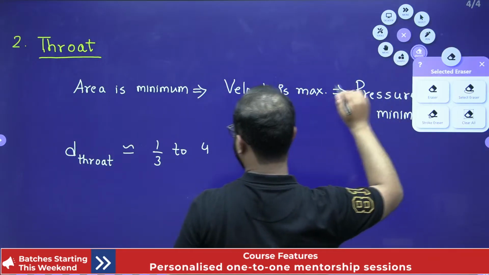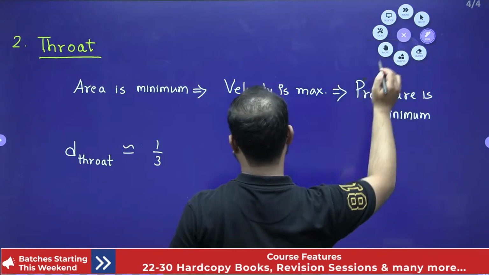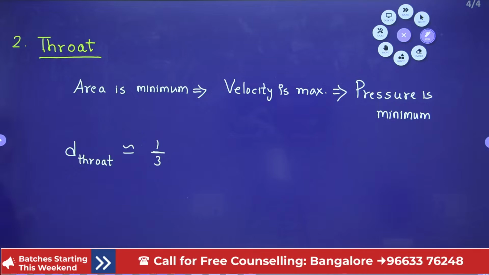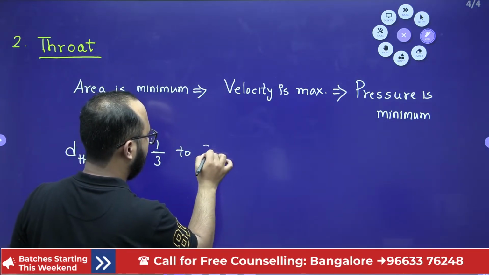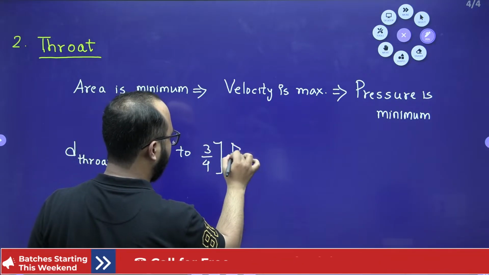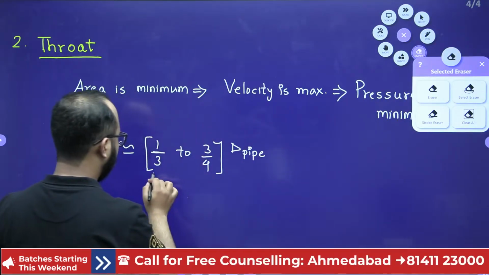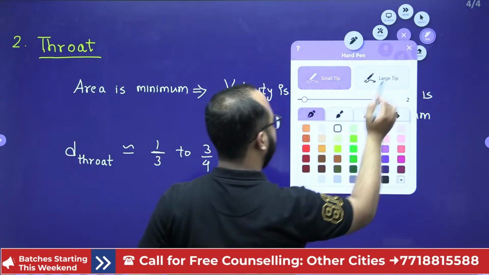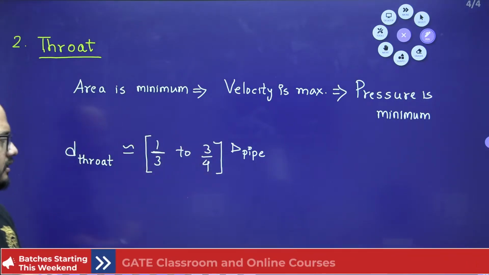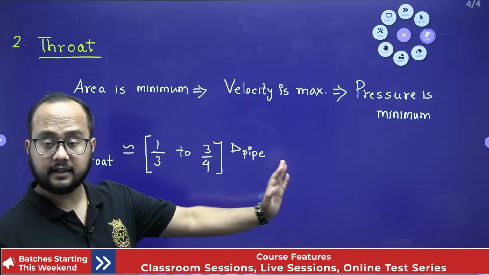Just a minute. One by three. Okay, so the range is from 1/3 to 3/4. So this range, 1/3 to 3/4 of the diameter of the pipe, usually this is the range. Everyone should remember this range also. That is the normal range for the diameter of the throat. It is in terms of the diameter of the pipe.